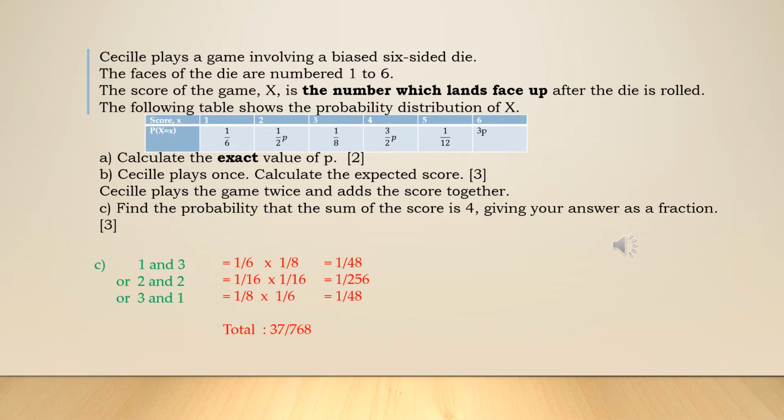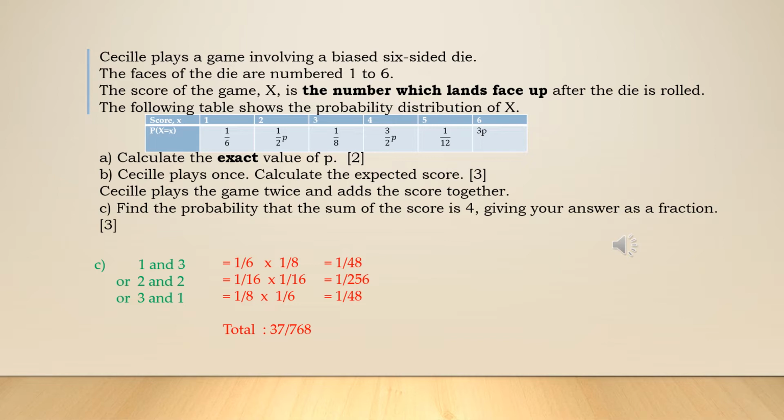For the third problem, Cecil plays the game twice and adds the scores together. Find the probability that the sum of the scores is 4, giving our answer as a fraction. So if Cecil plays the game twice, we have to look for the possible numbers which will be face up when it lands on, let's say, the floor.